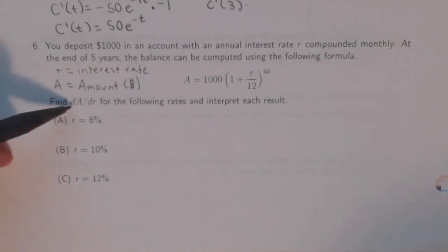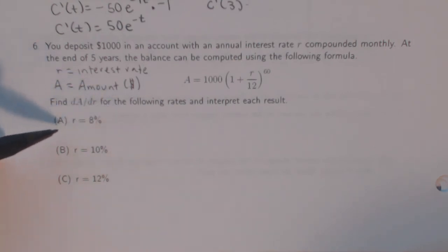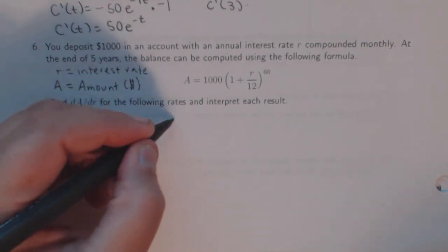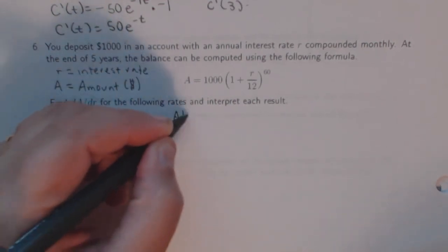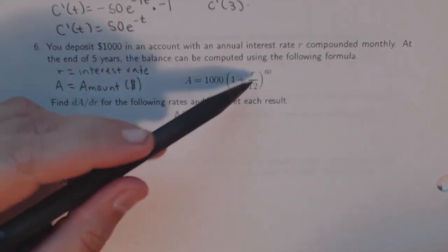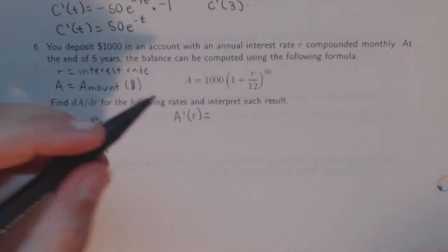And it says find dA/dR, which is the derivative of A with respect to R, for the following rates, and interpret each result. So we'll plug this in, but first we need to find this derivative. The derivative of this function would be A prime of R. And you're going to need to use the chain rule here because you have a binomial to a power.